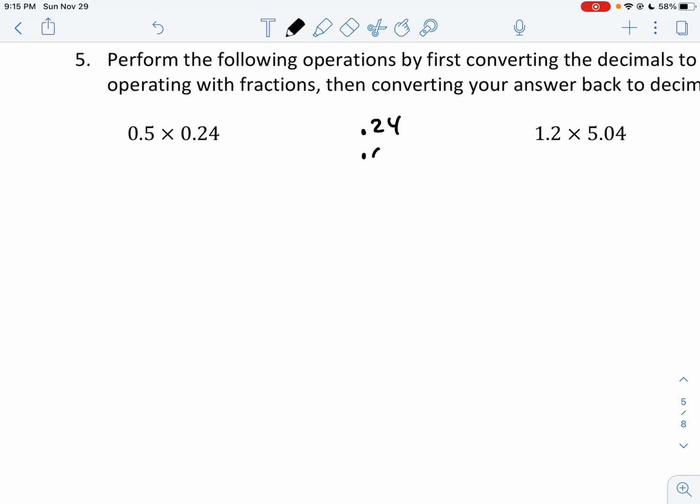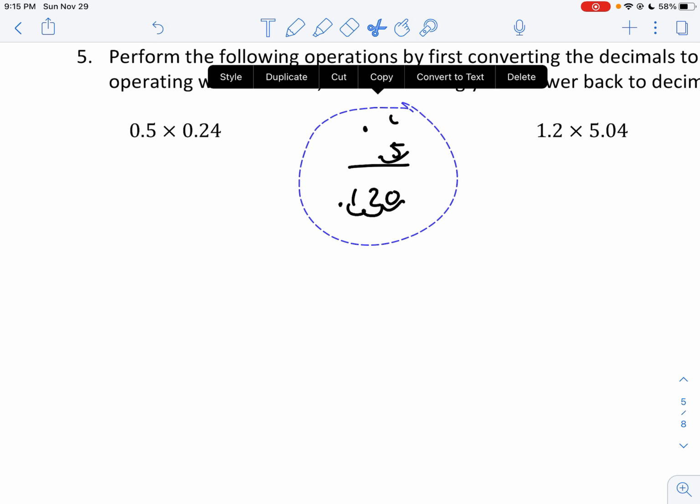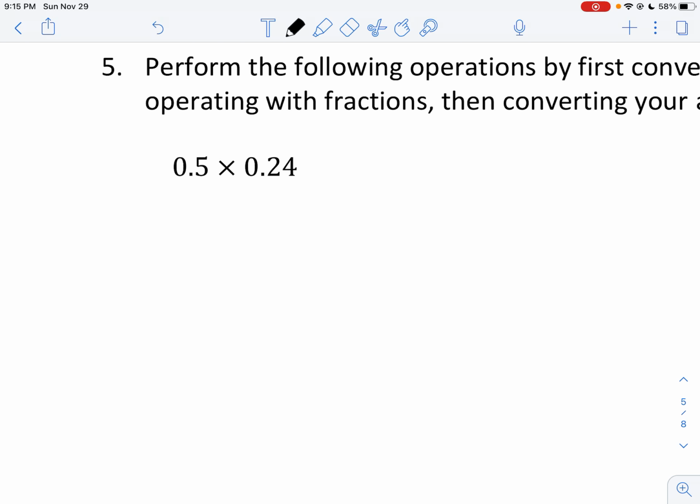This is a pretty good consistent way for doing these kinds of problems. There are little tricks you might have learned where you put the 0.5 and you multiply it to the 0.24. You've seen this before. You ignore these decimals, you get an answer, and the answer is going to be 120, and then you say, okay, there's a total of 1, 2, 3 decimal spots. You move the decimal 3 over and you get 0.12. I'm not going to emphasize that procedure. I want you to think of these in terms of fractions.